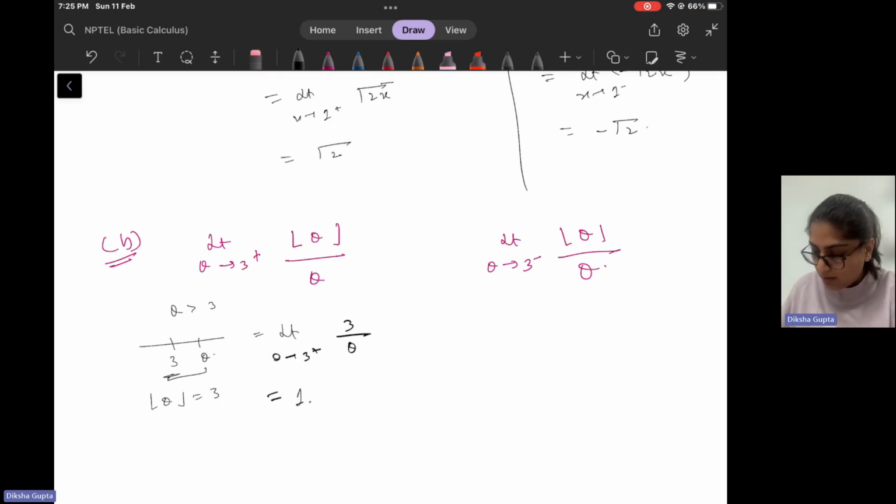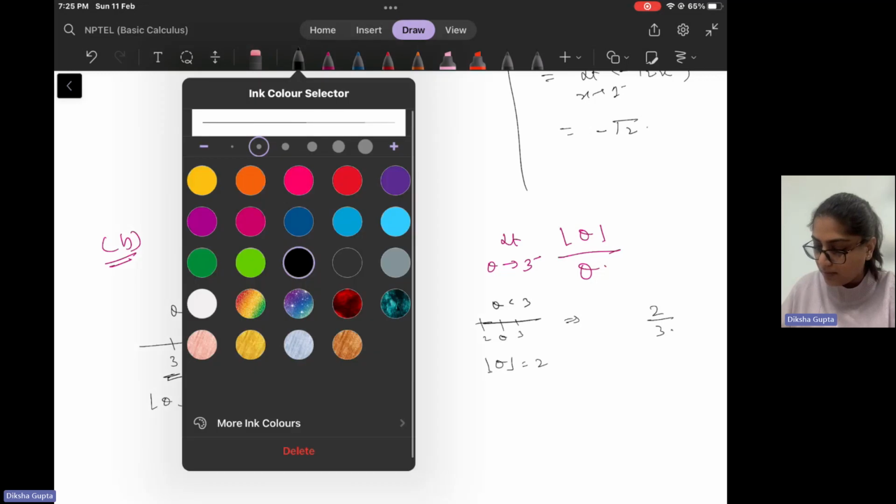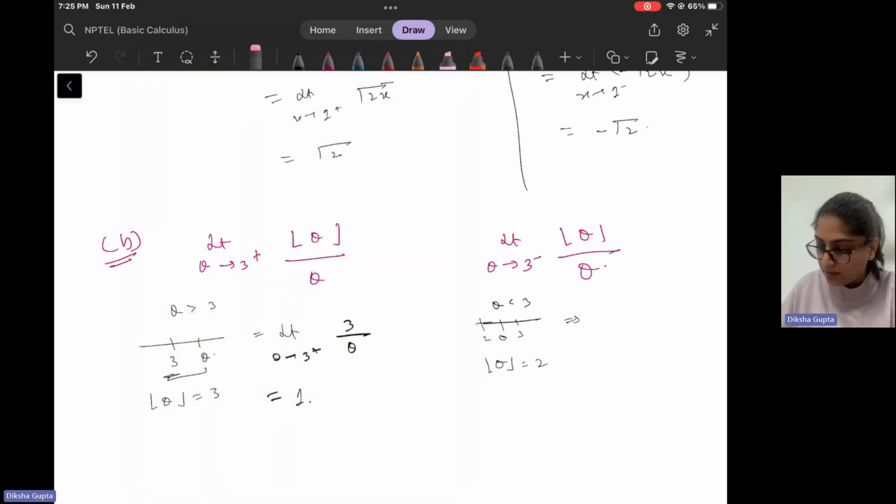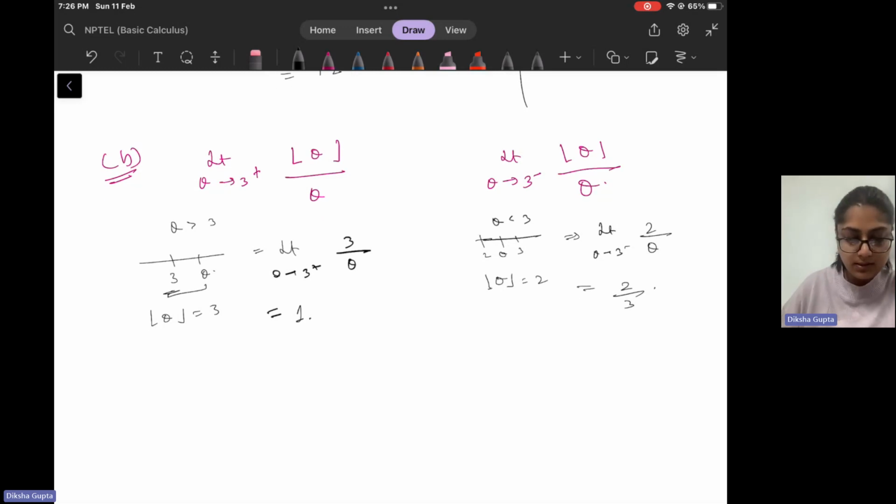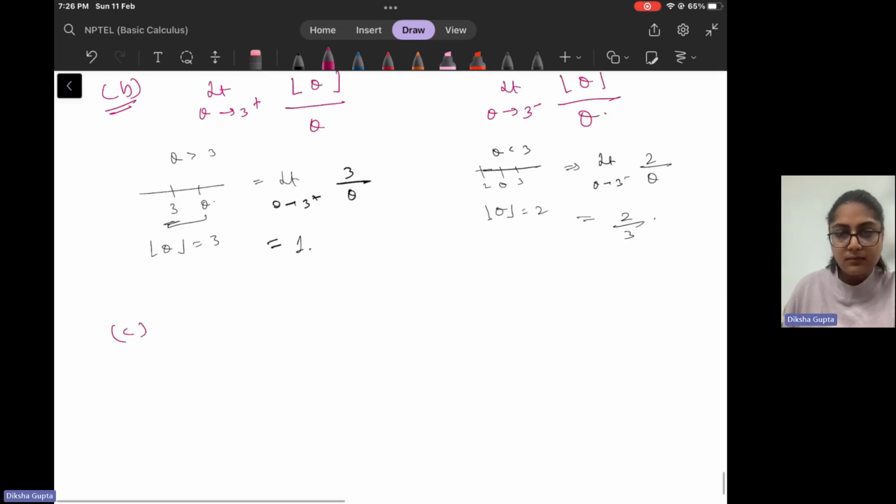So this is 1. And here when theta is less than 3, the greatest integer which is less than theta will be 2. So the floor function is 2, which implies limit theta tending to 3 minus, the value of the floor function is 2 upon 3. You just have to put the value of the floor function: limit theta tending to 3 minus 2 upon theta, which is 2 upon 3. So again the limit does not exist at 3. Okay.